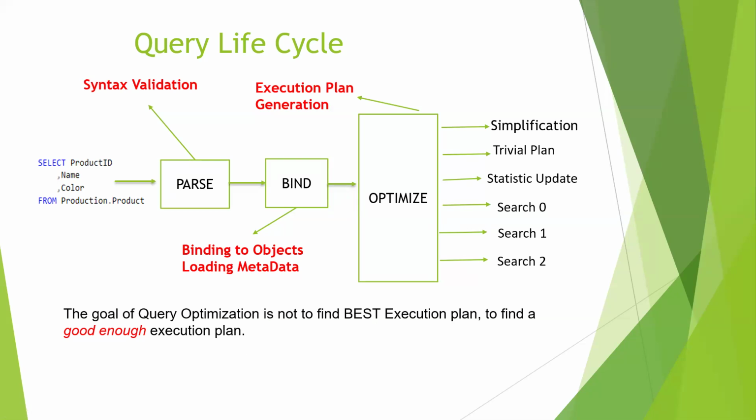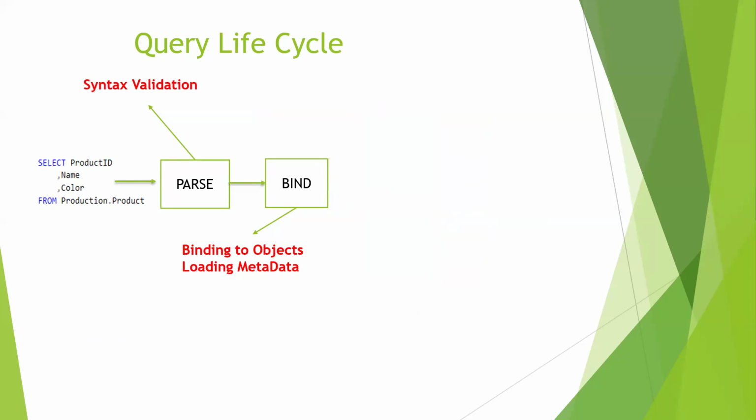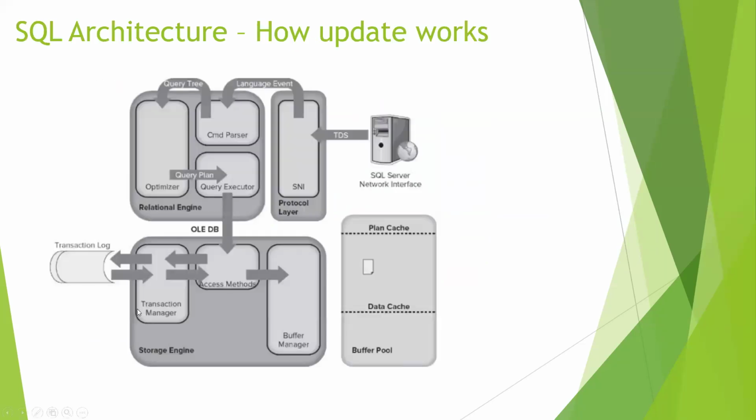The plan will be stored in the plan cache for later usage, right? This plan will go for query execution, and the query executor will take care of the execution of the query. While executing, it needs some data to read or update, so it will connect to the storage engine to process its operations, because the storage engine is where we have the data stored, in the data cache.